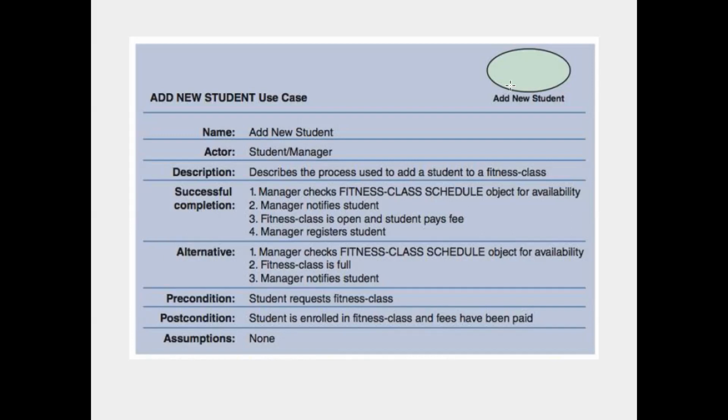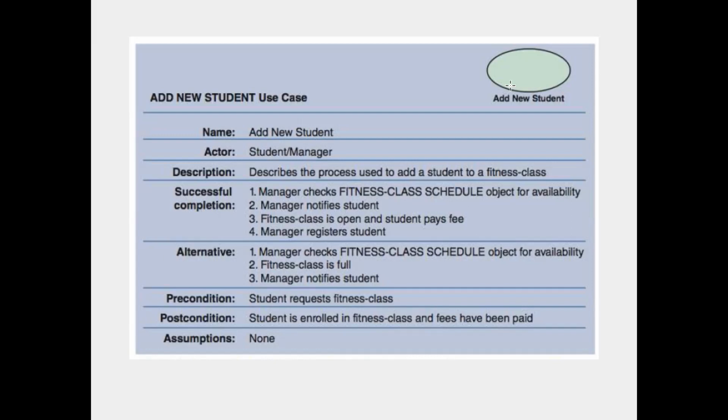And then successful completion, what will happen? So manager checks the schedule. Manager notifies student fitness class is open, and student pays the fee. And then manager registers the student. Similar to that, you can also have alternatives. So manager checks the class schedule for availability. Second one is when you check it, the fitness class might be full. So then manager can notify it. Right.